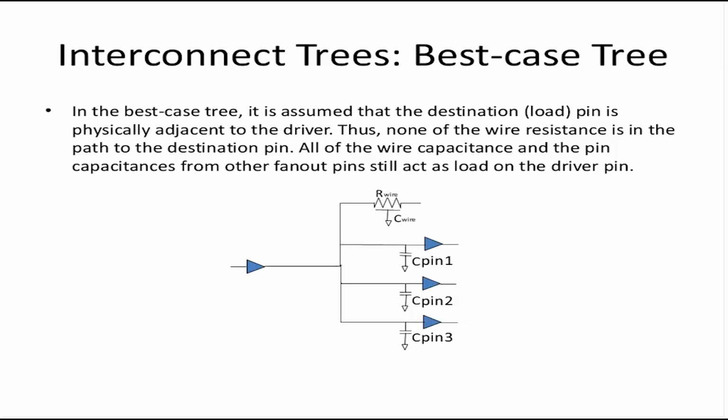What it means is that there is no resistance from the driver to the destination pin, and the only thing being considered here is the pin capacitance. That is why it is called a best case tree, because it assumes the resistance to be 0. So this R is not accounted for. All these receivers and the drivers are assumed to be sitting next to each other with virtually no resistance. The only thing taken is the pin capacitance of each receiver pin. It is obviously an optimistic case.